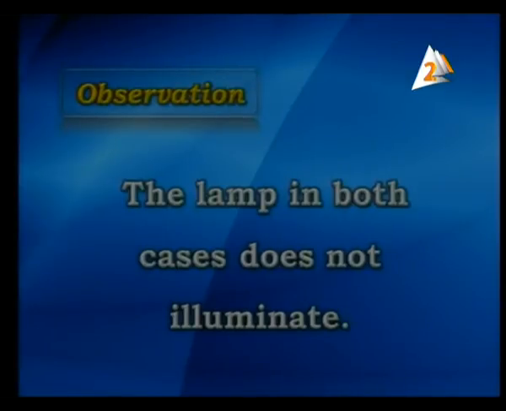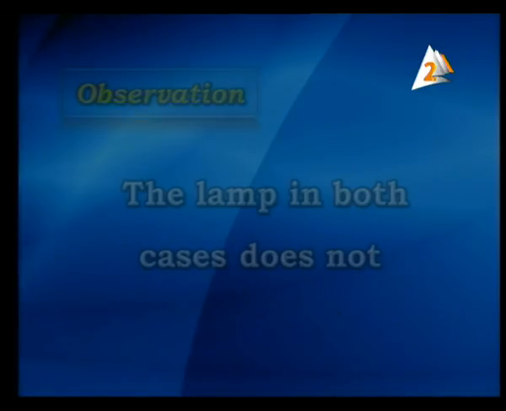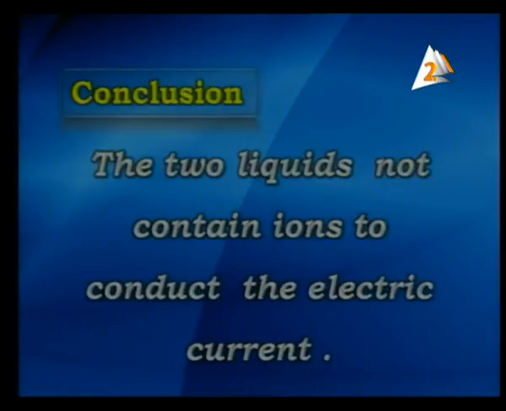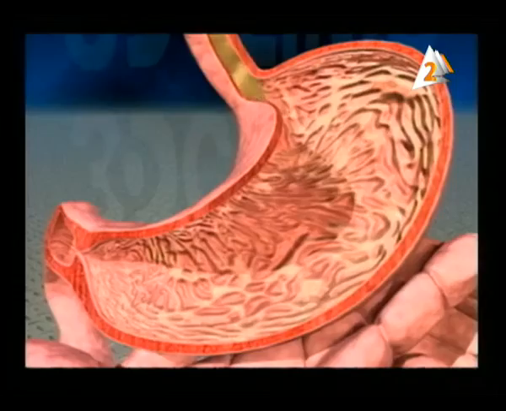The lamp before the last reaction, the last drawing which we saw before, in both cases doesn't illuminate. Do you know what's meant by illumination here? Illumination means glowing. So the lamp in both cases doesn't light up. Why? Because you haven't electrolyte material, you haven't ions. Conclusion: the two liquids do not contain ions to conduct the electric current.